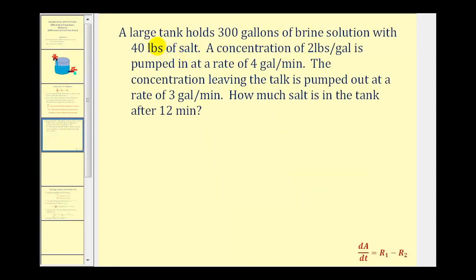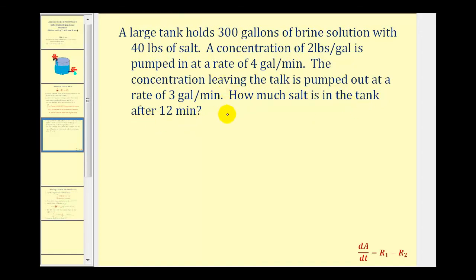For our example, a large tank holds 300 gallons of brine solution with 40 pounds of salt. A concentration of 2 pounds per gallon is pumped in at a rate of 4 gallons per minute. The concentration leaving the tank is pumped out at a rate of 3 gallons per minute. How much salt is in the tank after 12 minutes?